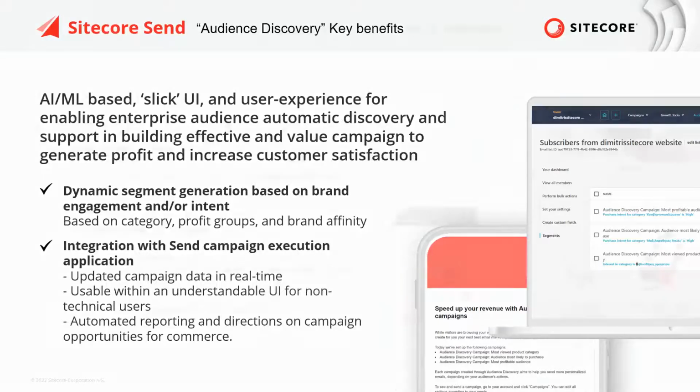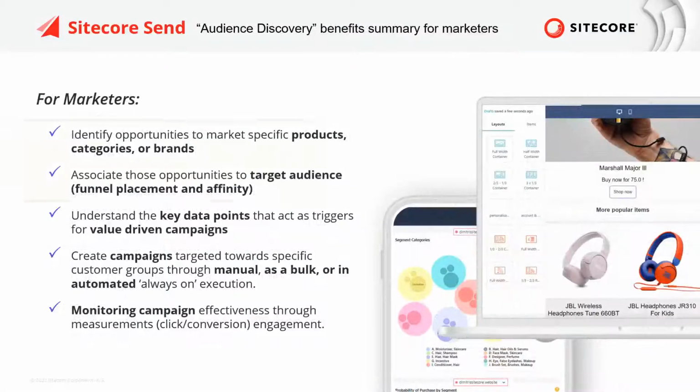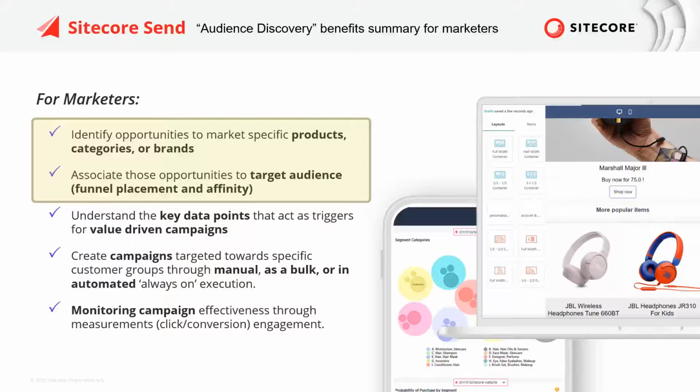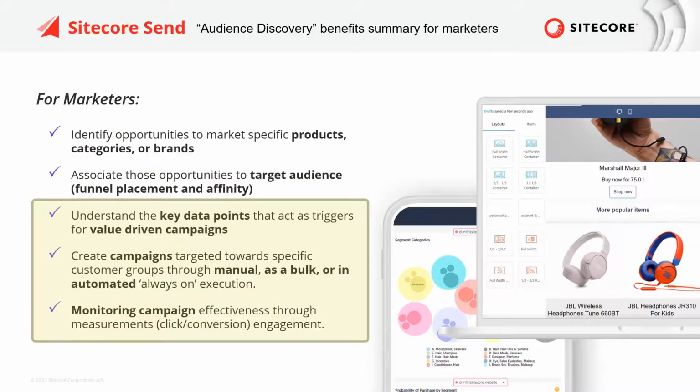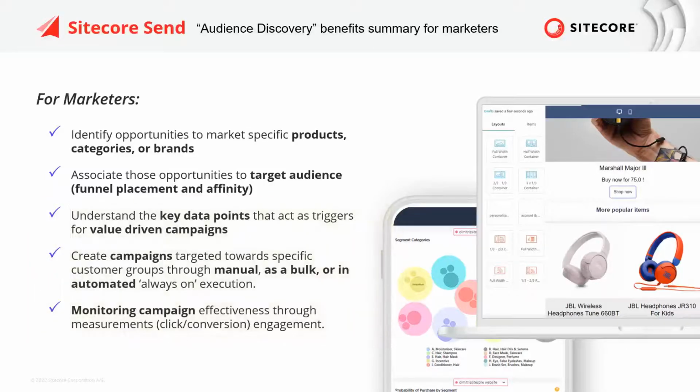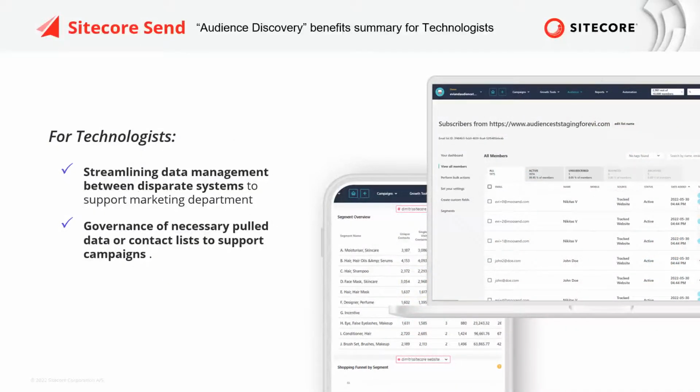For marketeers' strategic objectives and daily deliverables, this means an efficiency in identifying opportunities to market specific products, categories, or brands, automatically triggered campaigns to specific target audience, and monitoring of effectiveness through measurements of clicks and conversions. While for technologists, this means higher efficiency and streamlining data management between disparate systems to support marketing department, and governance of pooled data or contact lists that support these campaigns.